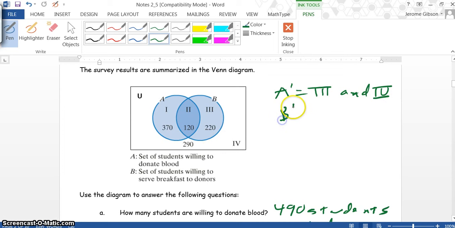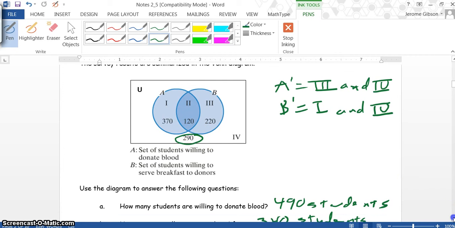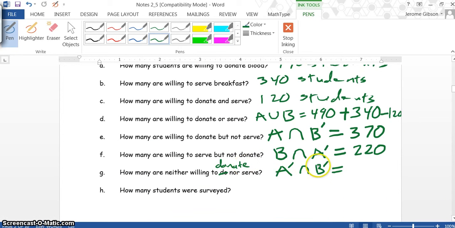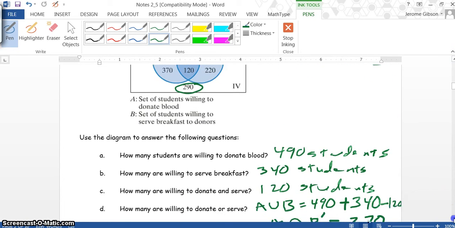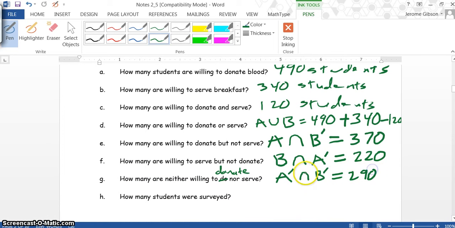The complement of B is actually region 1 and region 4. Now when we intersect these two, we will end up with just region 4. So region 4 is 290. So when we come down here, A complement intersect B complement. I think I said 290, or was it? Yeah, 290. So A complement intersect B complement is 290.